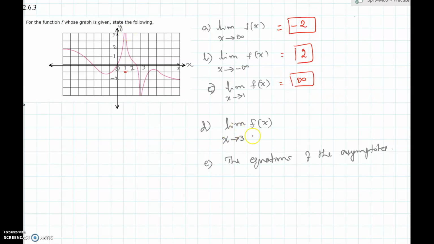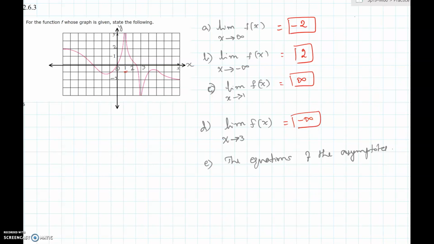Now the limit as x approaching 3 of f of x is part D. So you have to look at the neighborhood of 3. So you see the graph. There are two branches of the graph below the x-axis in the neighborhood of 3. The y values are approaching negative infinity.